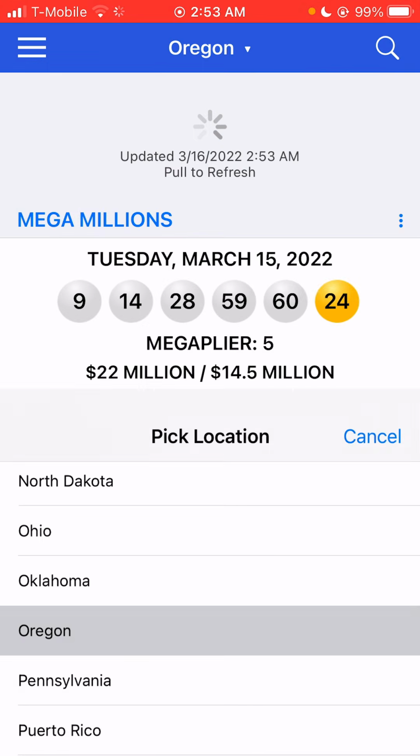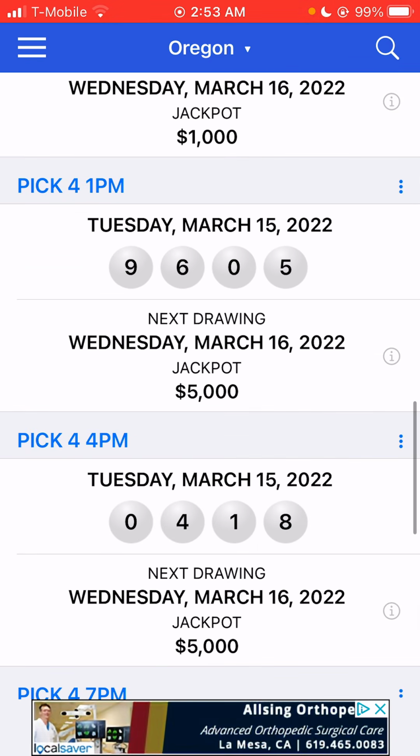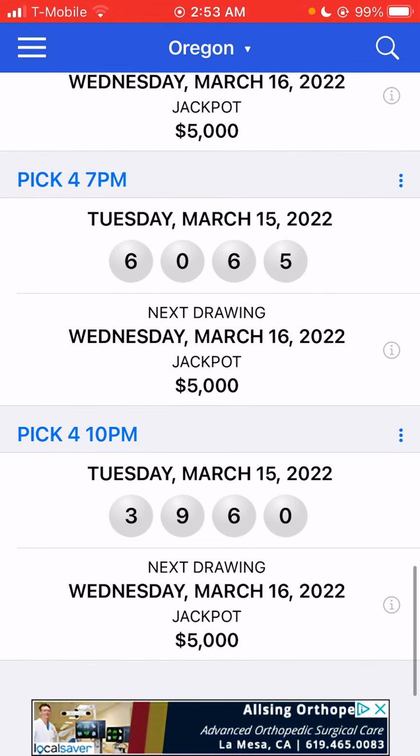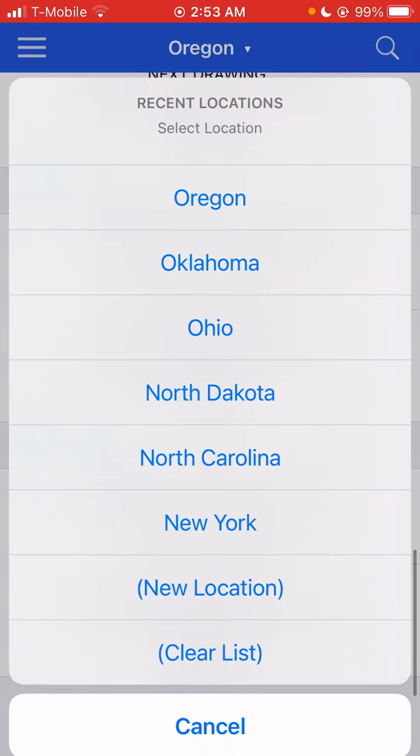Oregon has a lot. Let's see. Okay, wouldn't do the 1 p.m. Wouldn't do the 4 p.m. I would do the 7 p.m. I would play the 6, the 0, and the 5 in the grid. I wouldn't do the 10 p.m.